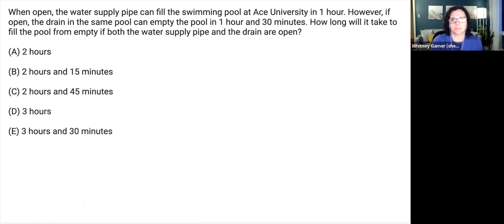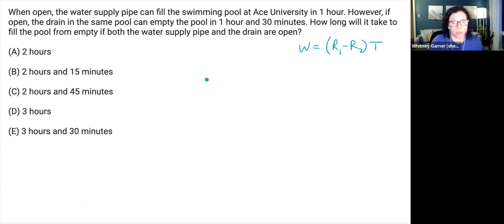Totally. Absolutely. So instead of things working together, we're going in opposite directions. Exactly. We're working in opposite directions. So we're still going to do the same formula. Work equals. This time we're going to subtract our rates. We're going to subtract off whoever is hurting us.